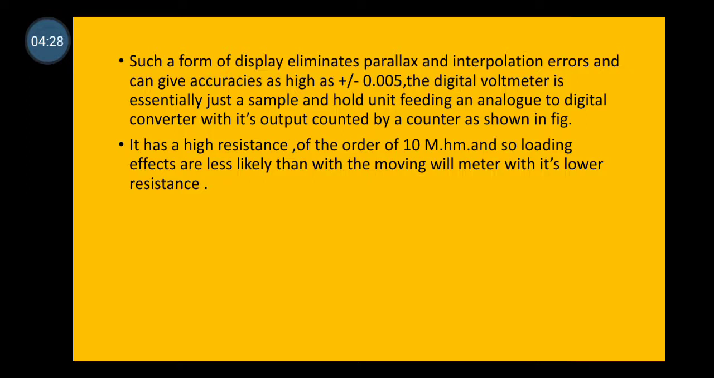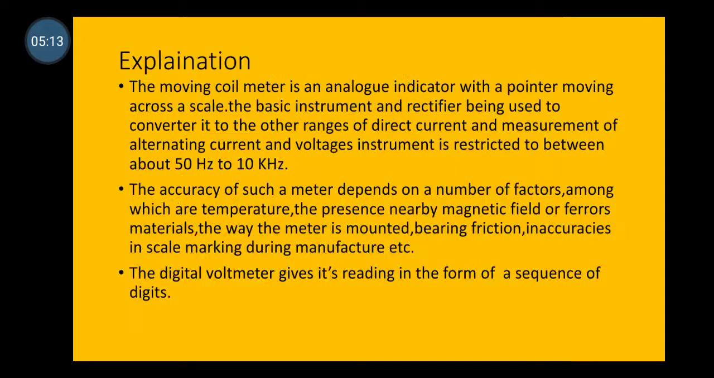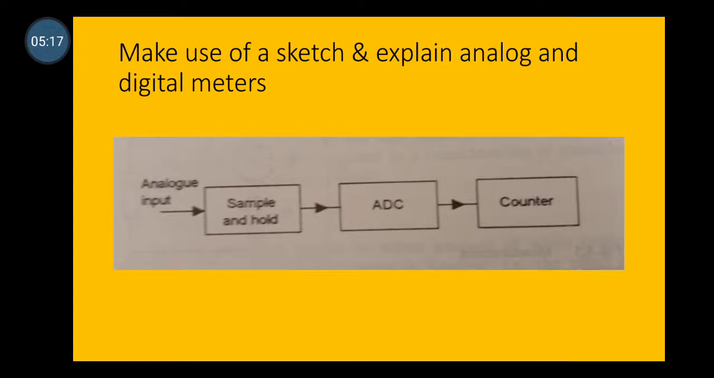converter with its output counted by a counter as shown in the figure. It has a high resistance of the order of 10 megaohm, and so loading effects are less likely than with the moving coil meter with its lower resistance. That is the analog and digital meters.